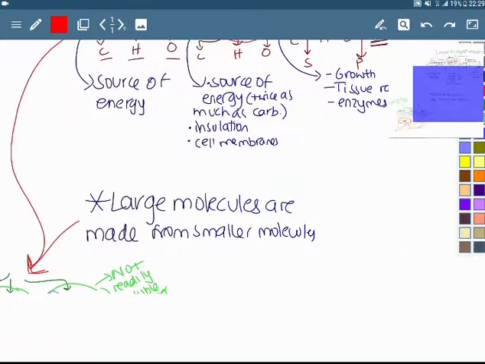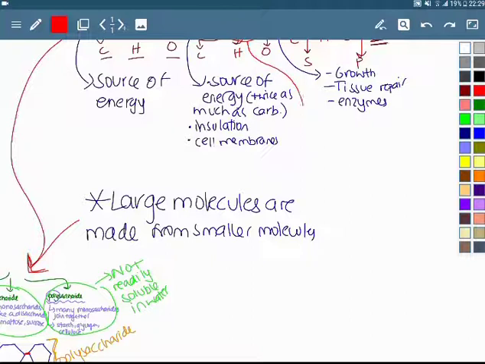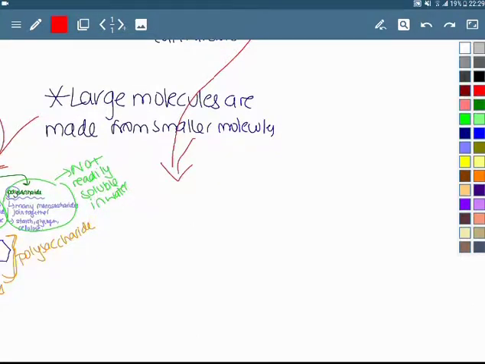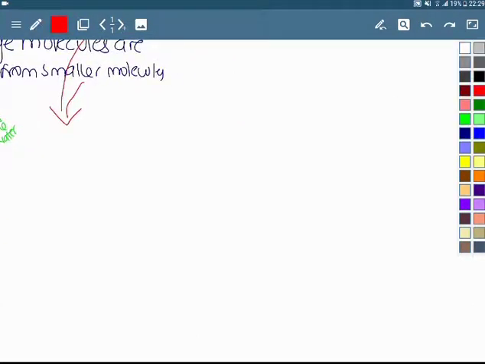Now, this is going to be over here. So large molecules are made from smaller molecules. Now lipids. Okay, so it's made of the lipids and proteins. So fats and oils or lipids and proteins are made of, I'm going to do a different color.